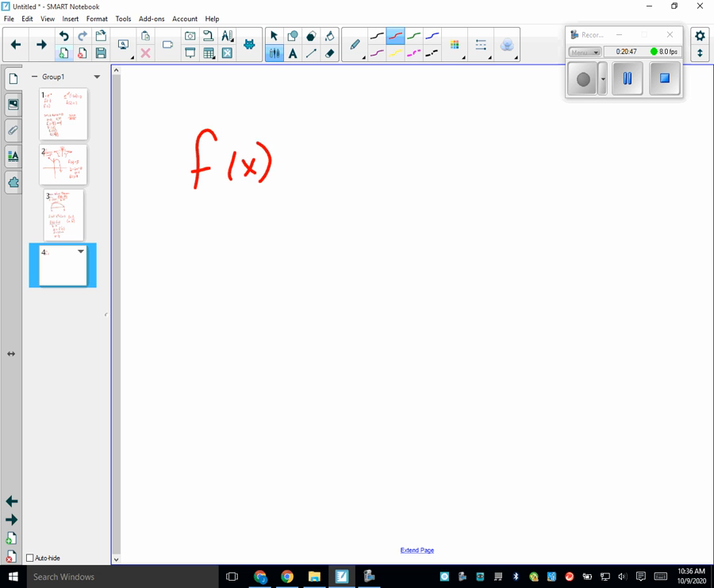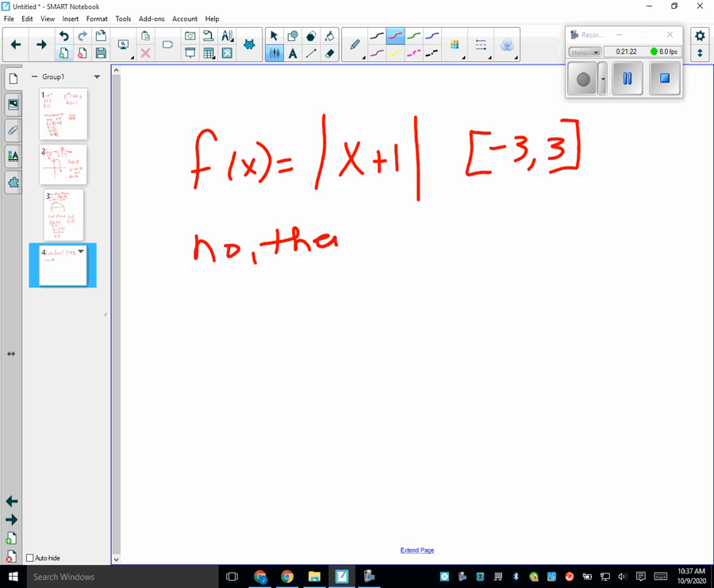this one? My first question is, does the mean value theorem apply on absolute values? No. Why? It has a corner. Has a corner, doesn't it? So, the first question was, does the mean value theorem apply? No, there is a corner. And I'm through. I don't find c since it doesn't apply.